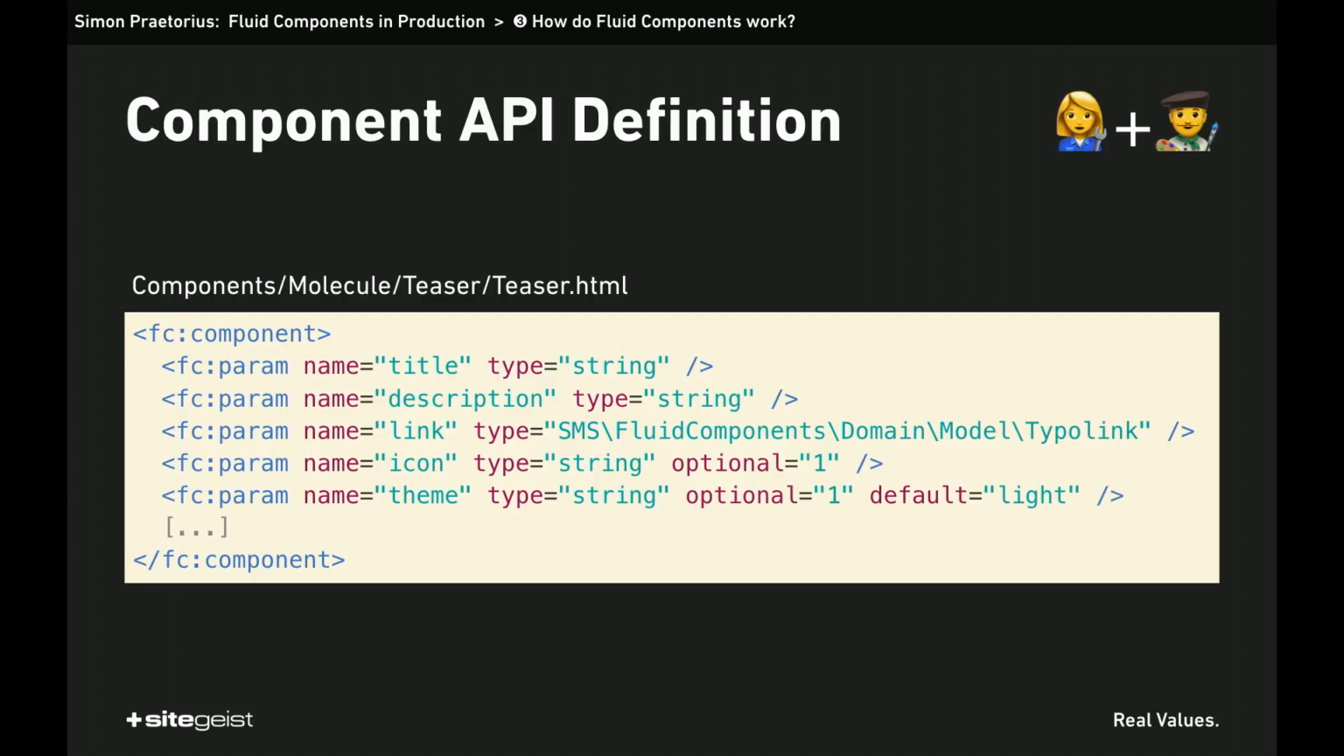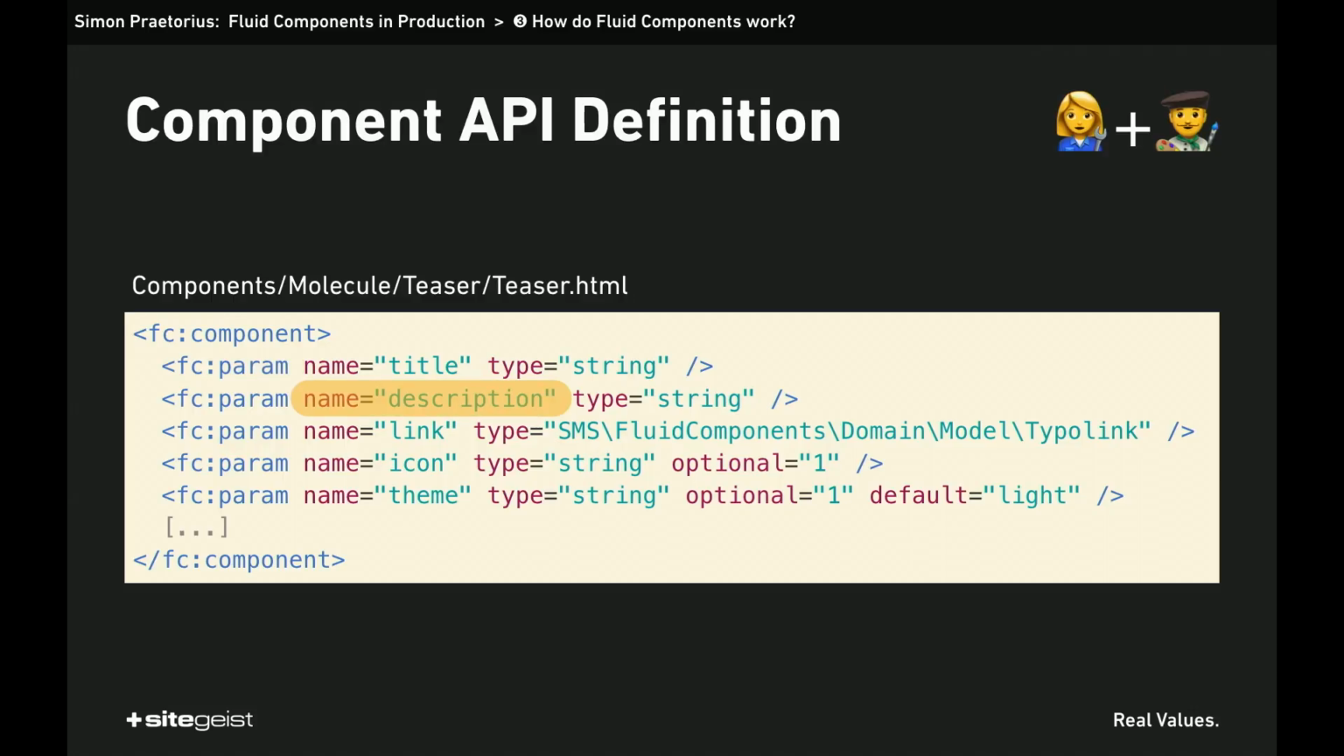So inside of that HTML file, you define a component with fc:component. That's just a wrapper around everything that belongs to the component. And you can define parameters just like with Fluid ViewHelpers. That's also pretty much the same that is used internally for the ViewHelpers. We just expose it to Fluid. You define the params with the fc:param ViewHelper.